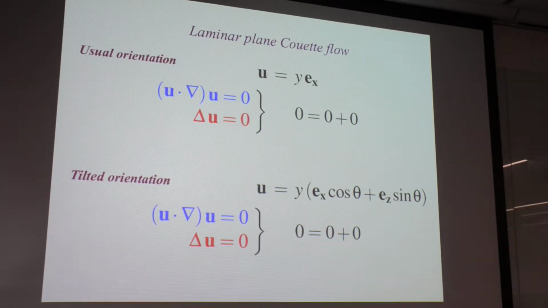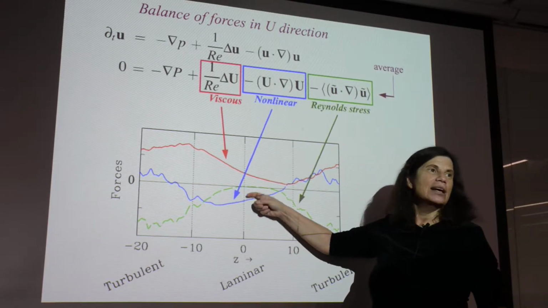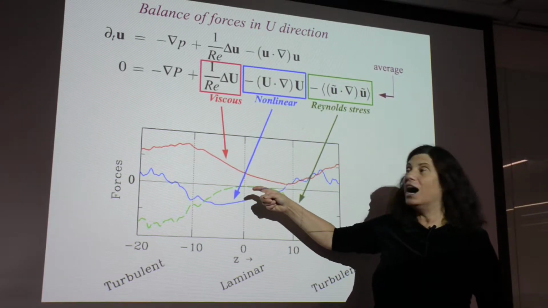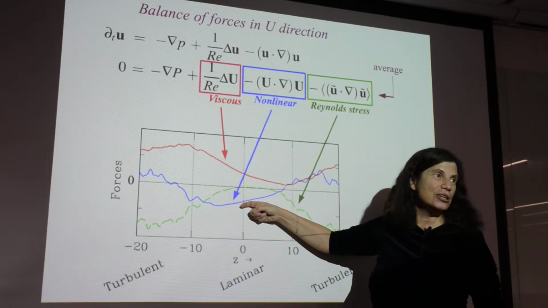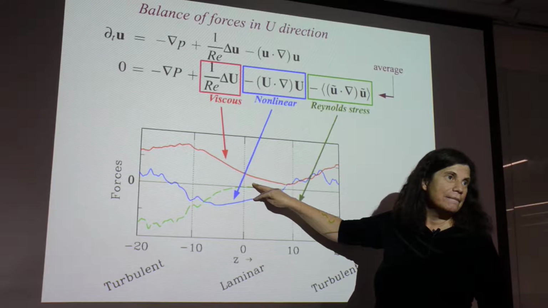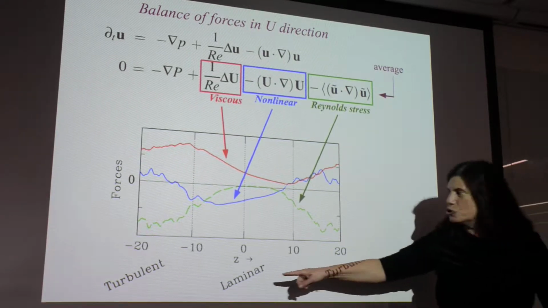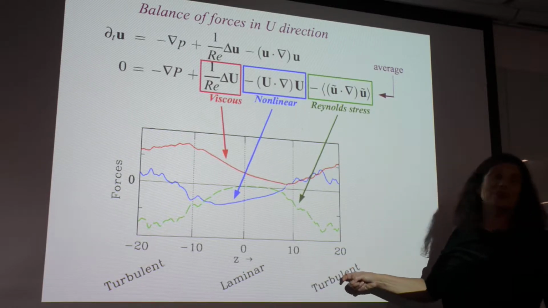So you can see from this right away that what you have in this so-called laminar region is not laminar Couette flow. It's got a viscous term, and it's got a nonlinear term that are equal and opposite. So this one should be laminar in quotes, and this one in fact should be turbulent in quotes.